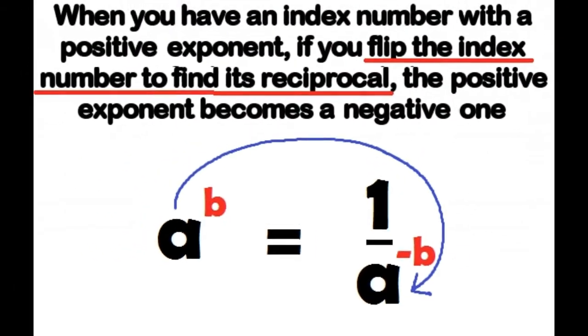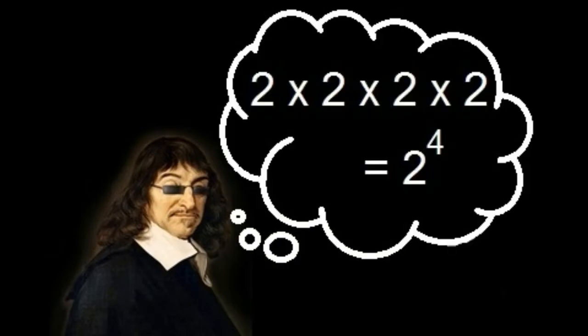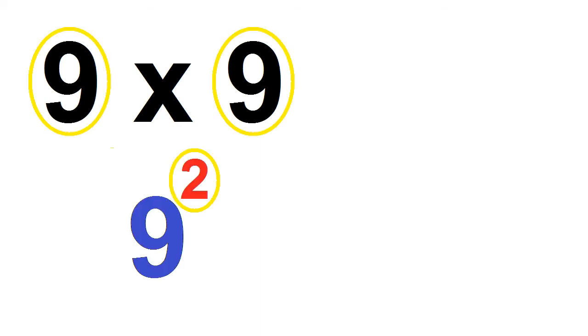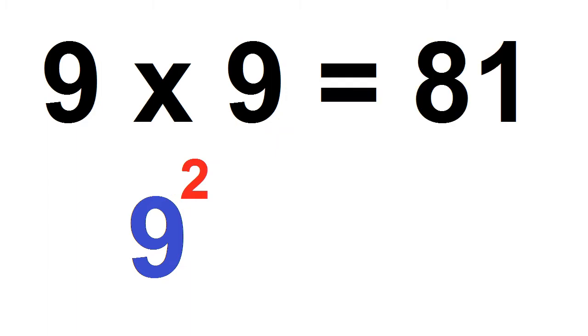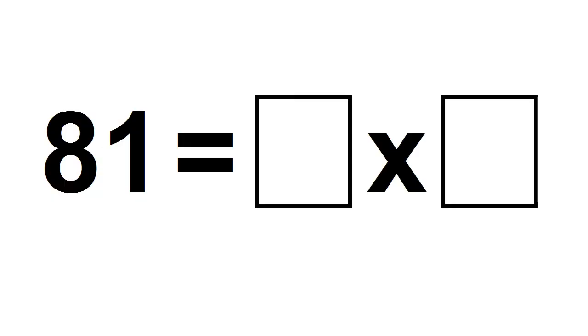If you've been following this playlist from the beginning, you'll have learnt quite a fair bit about exponents by now, and you'll know that they were initially developed as a way to show repeated multiplication. For example, we've learned that 9 times 9 can be shortened to 9 squared because there are two 9s multiplied together. 9 times 9 is 81, so 9 squared is 81. But what if we wanted to work backwards? What if we're given the product, 81, and we want to find what factors multiplied by themselves gives you 81?